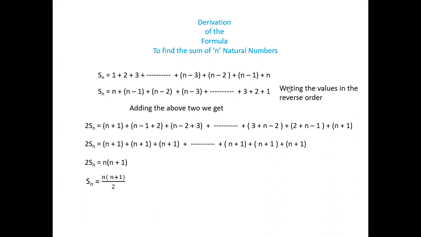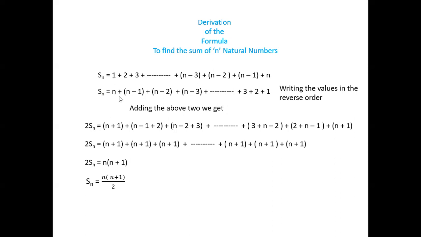Now let us write the same thing in the reverse order. When you write in the reverse order, Sn is again equal to n first, followed by n minus 1, n minus 2, etc., and lastly ending with 3 plus 2 plus 1. Now let us add these two. When you add these two, we get Sn plus Sn, which is 2Sn.